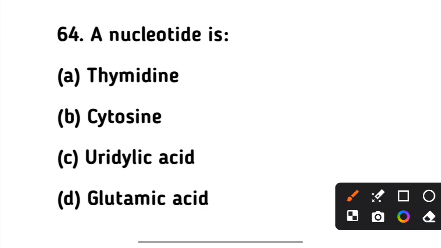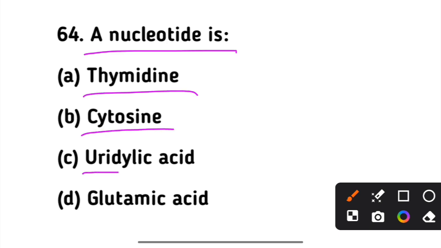Next, a nucleotide is: thymidine, cytosine, uridylic acid, glutamic acid. Option C is correct. A nucleotide is uridylic acid.